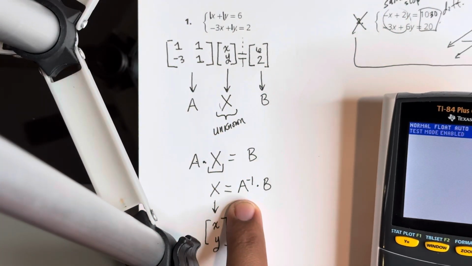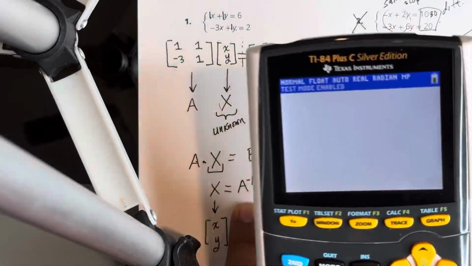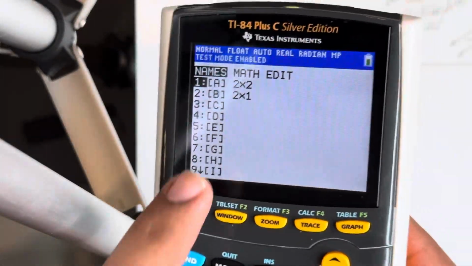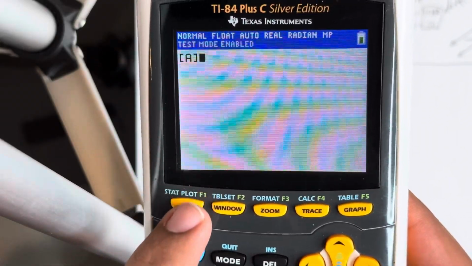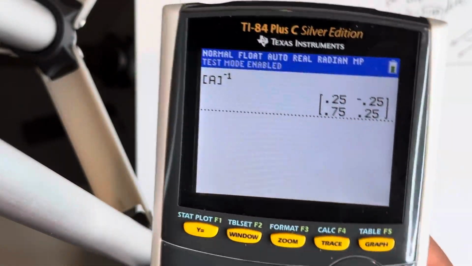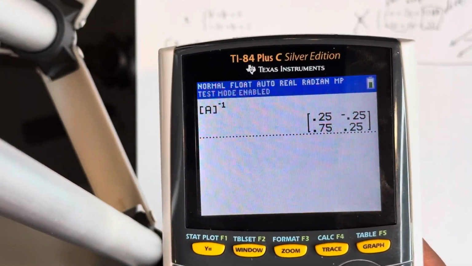Remember, I want the inverse of A, so I'm going to do the inverse of A already. Second matrix. There's my 2 by 2 matrix. I pull it, raise it to the negative 1. I do want to write that out just because I want to.